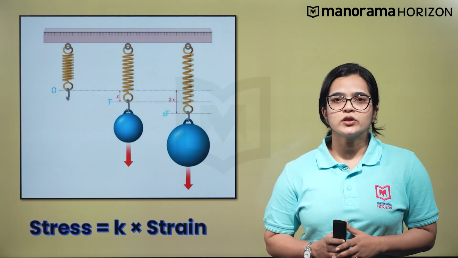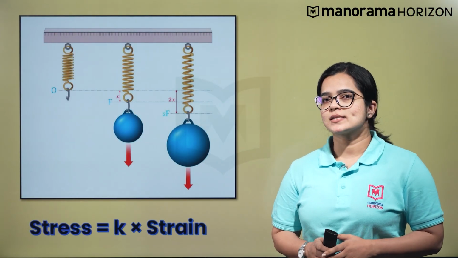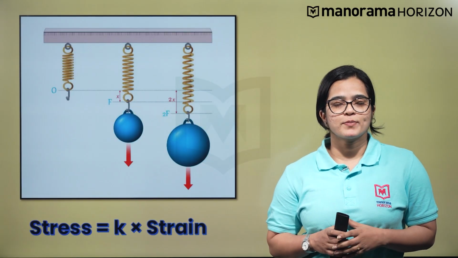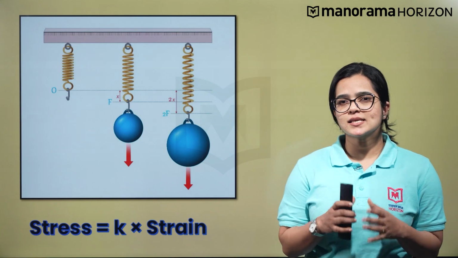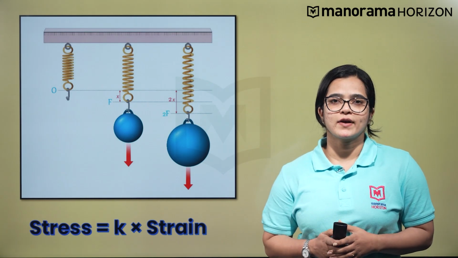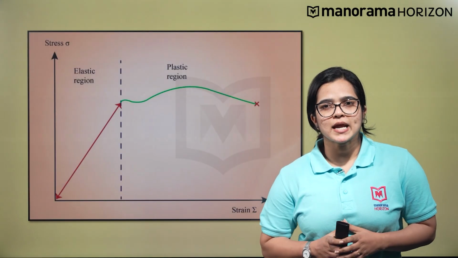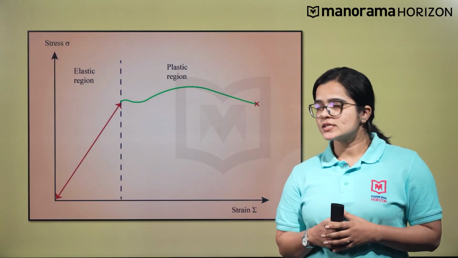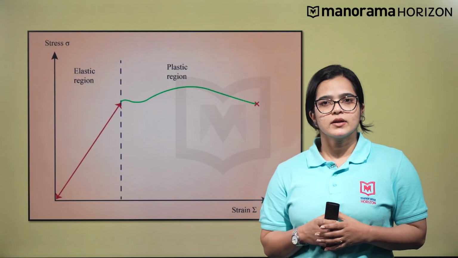We know that according to Hooke's law, stress equals K times strain, where K is a constant of proportionality. But is K really a constant value, or what does K physically signify? The stress-strain curve is divided into two regions, the elastic region and the plastic region.